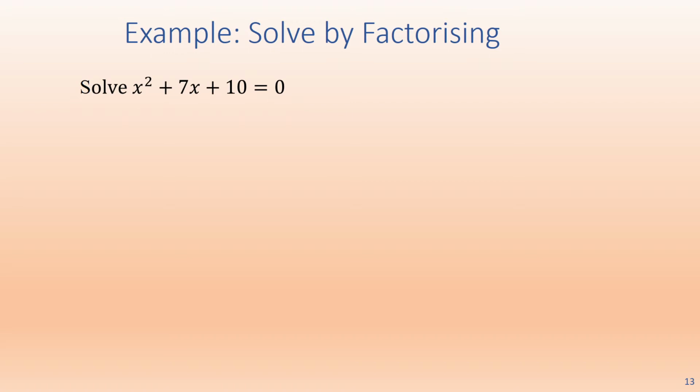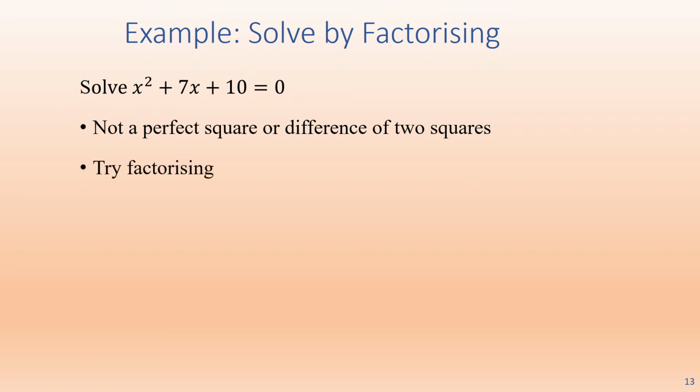So let's try that out with this example. Firstly, we observe that it doesn't follow the pattern of the difference of two squares or a perfect square. So we'll try factorising. To do so, we will need to look for the factors of x squared. So that's x times x is our first term. And now we're looking for the factors of that 10 that will add up to 7. So we can easily say that that'll be 2 times 5.